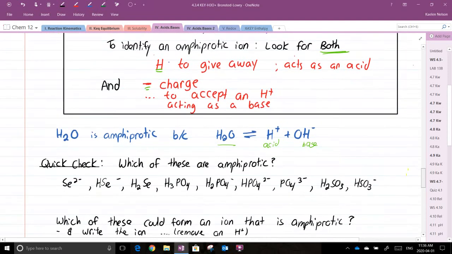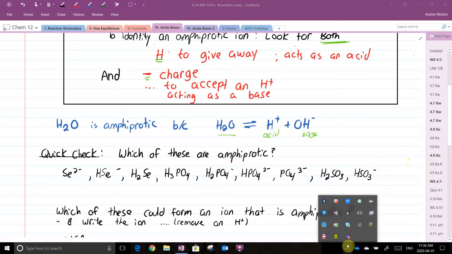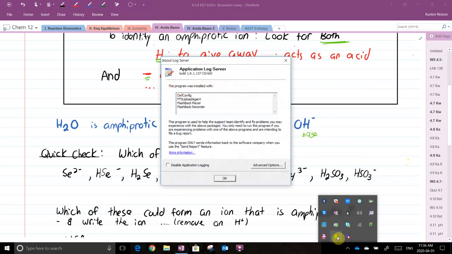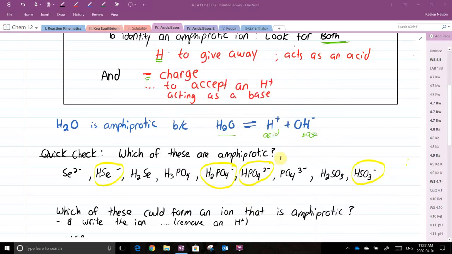Okay, for a quick check, we're going to circle which of the following of these are amphiprotic. I'm going to practice pausing my video and see if you can complete it. Okay, here we are. I've circled in highlighter our amphiprotic ions. The ones that I have chosen have both an H and a minus sign, so hopefully you picked those 4.